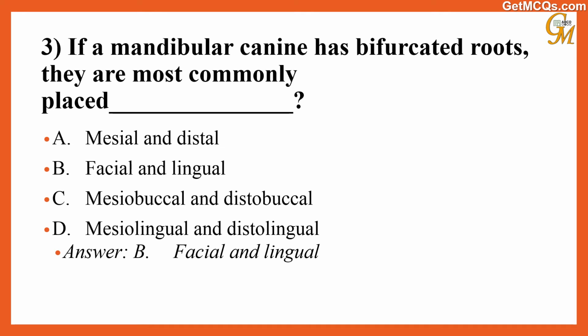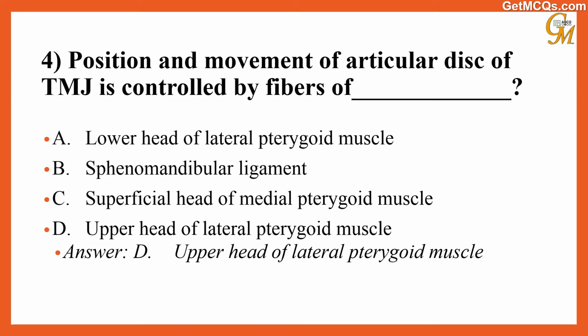3. If a mandibular canine has bifurcated roots, they are most commonly placed? Answer: B. Facial and lingual. 4. Position and movement of articular disc of TMJ is controlled by fibers of? Answer: D. Upper head of lateral pterygoid muscle.